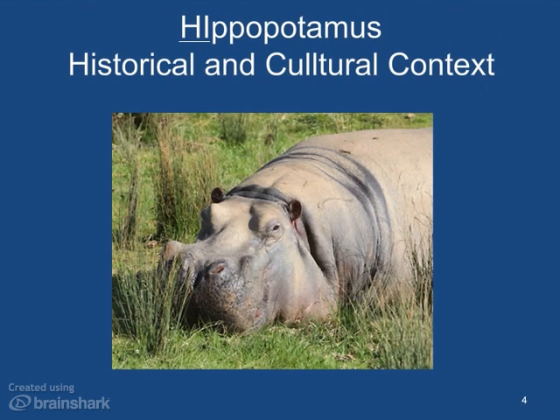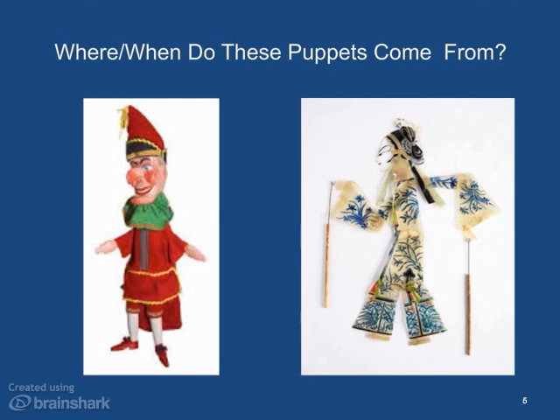The hippopotamus, HI, stands for historical and cultural context. That means understanding the historical contributions and cultural dimensions of the arts discipline. Looking at art can tell us a lot about a culture and its history. Take a look at these 2 puppets. Can you tell what part of the world they come from? When do you think they were made? What do you see in the puppets that make you say that?